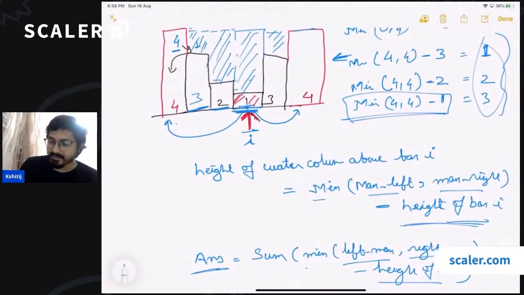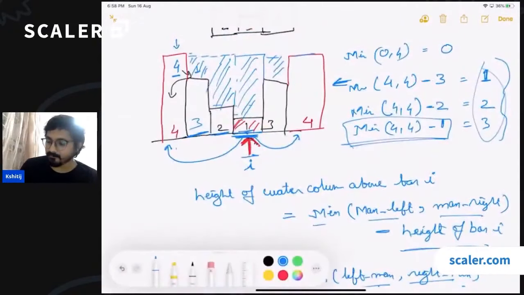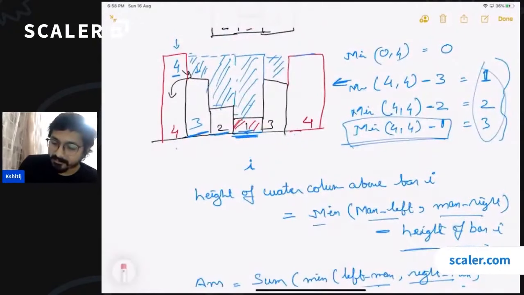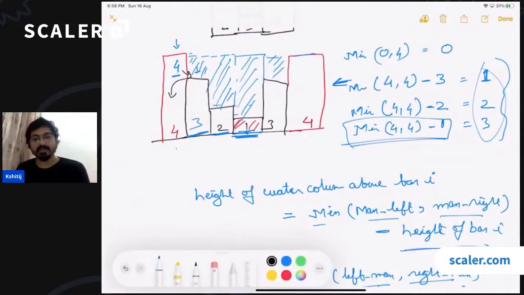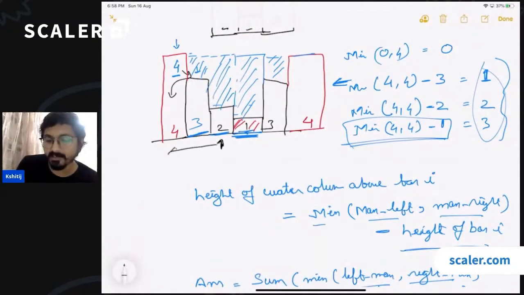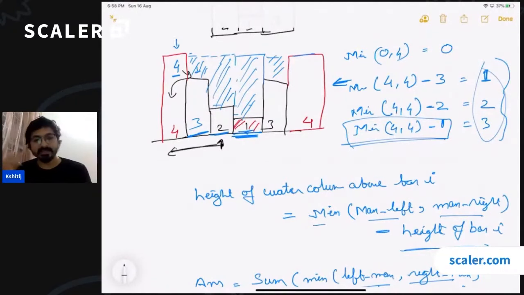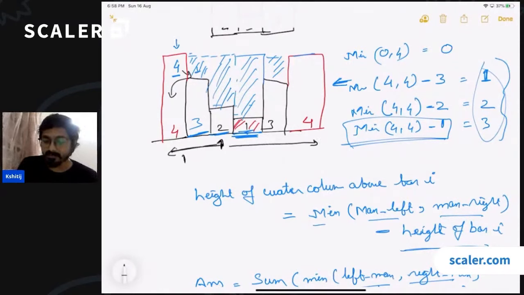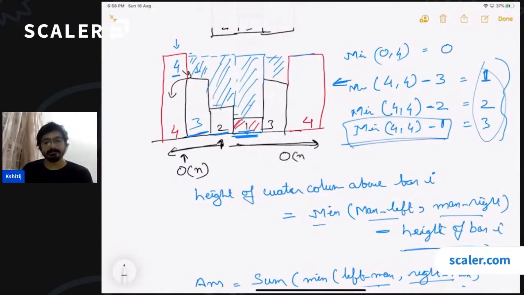Let me just reiterate over this example again. If I'm calculating for this bar, I will have to calculate what is the left maximum. To calculate the left maximum, I will be iterating over all the possible bars on the left side. To calculate the right maximum, I will be iterating over all possible bars on the right side. How much time is this operation going to take? This is going to take order n. How much time is this operation going to take? This is also going to take order n, right?